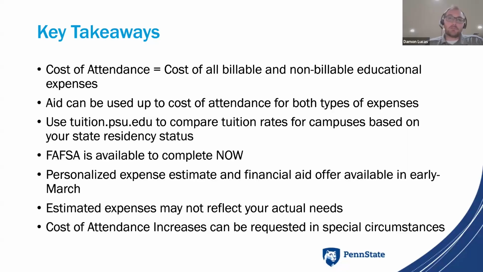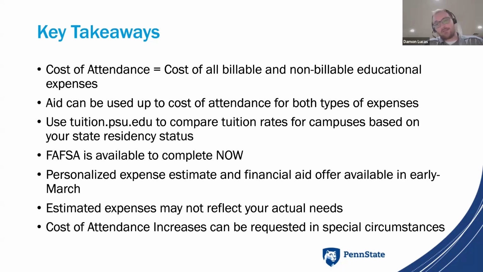Aid can be used up to your overall cost of attendance. That's that table we had earlier that showed your non-billable expenses. If you want a general idea of your total overall cost of attendance, using the cost of attendance calculator that I showed you is also a great tool. Again, aid is for both types of expenses. Use tuition.psu.edu to compare tuition rates for campuses based on your state residency.